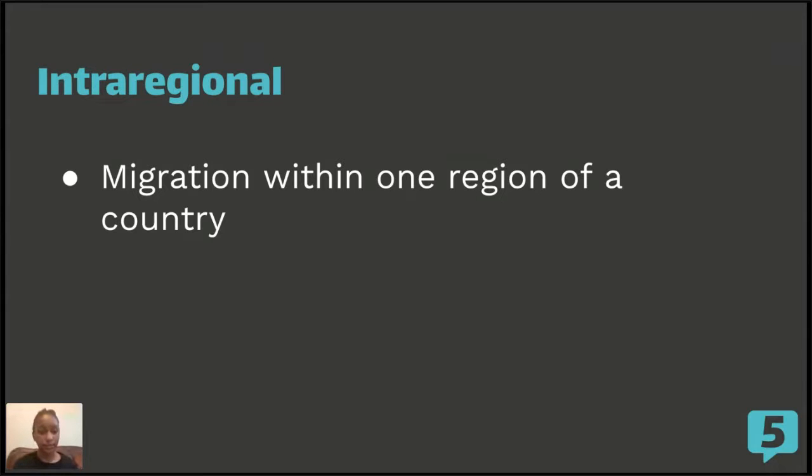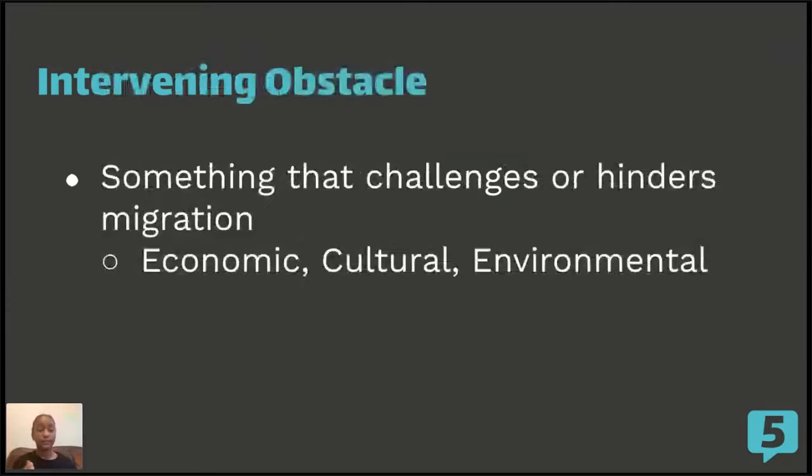I'm going to move on to intervening obstacles. So this refers to something that challenges or hinders migration. So anything that's keeping you from migrating or making it difficult to migrate, that would be considered an intervening obstacle. We call it intervening because it disrupts the flow or the process of migration. It makes it difficult to migrate.